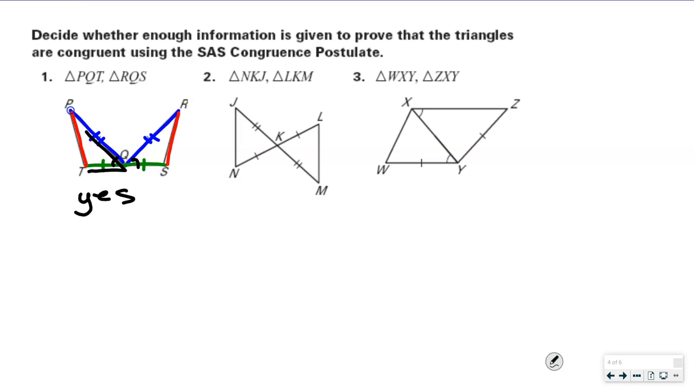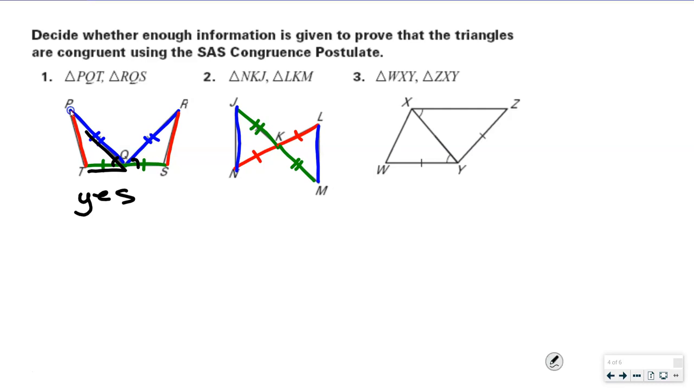Then number 2, we have NKJ. So from N to K, K to J, and J to N. And then I have L to K, K to M, and M to L. I see my congruent marks on my green lines, or my green sides. Congruent marks on my red sides.